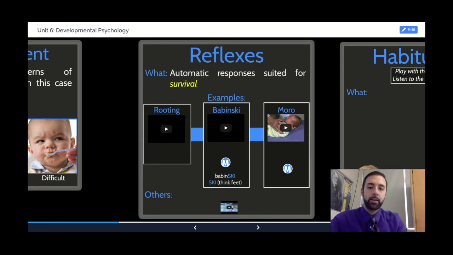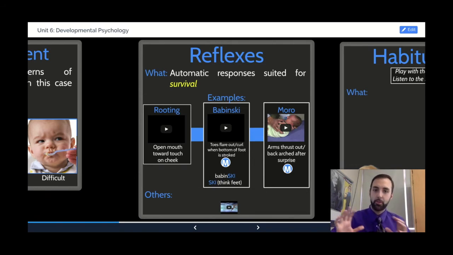There are 2 remaining columns in this essential task, this one on reflexes, and then we'll proceed to habituation. Reflexes are automatic behaviors and responses that seem to, at some point in time, have been suited for human survival. It might not seem readily obvious right now what the survival benefit of any of these behaviors are, but again, we can't just think about modern human history. We need to think about the entirety of human history.